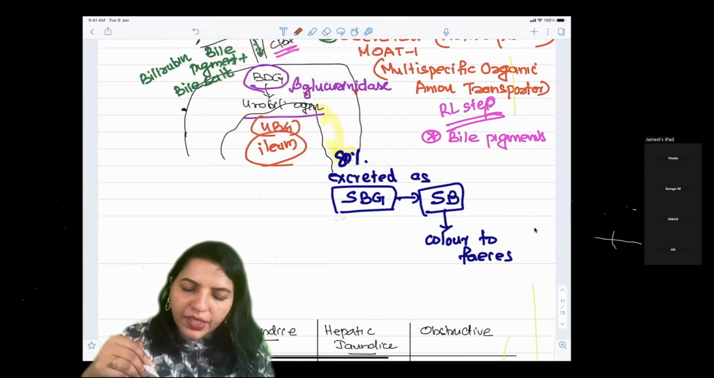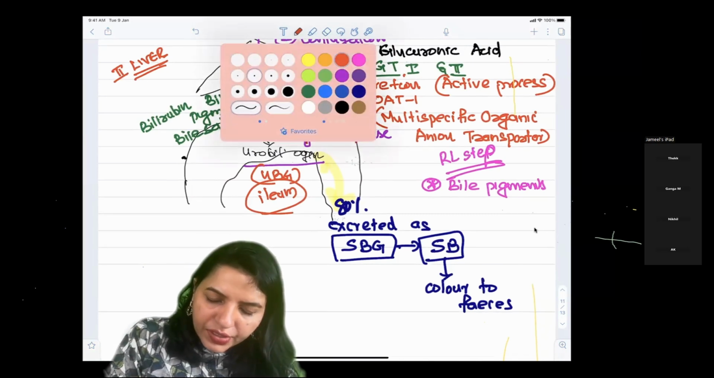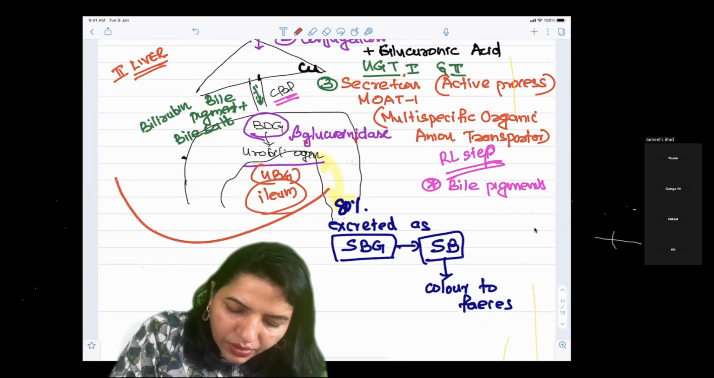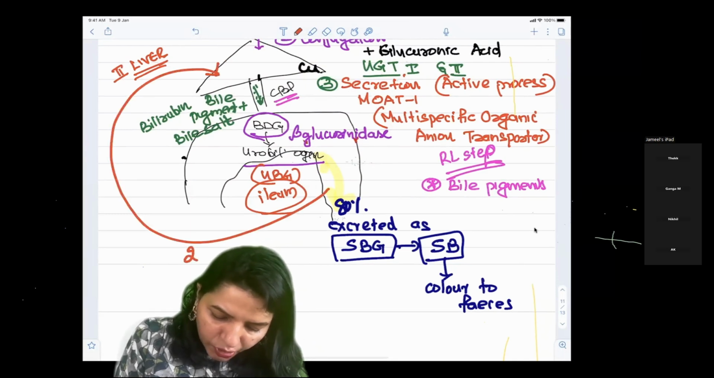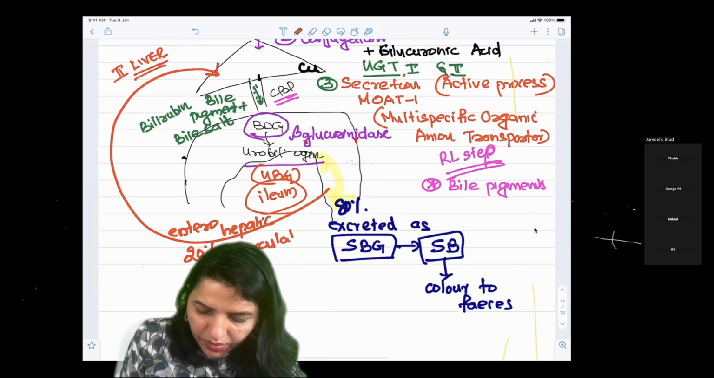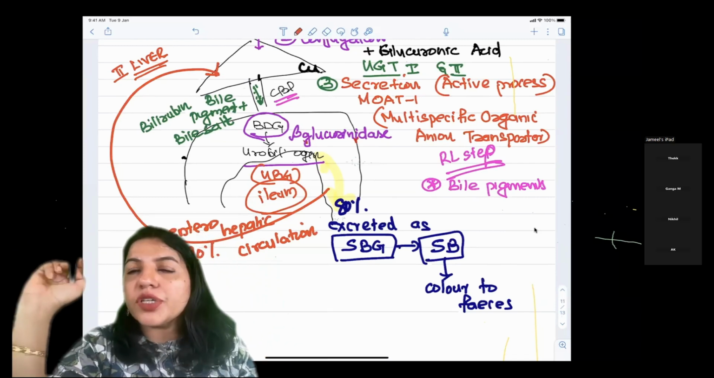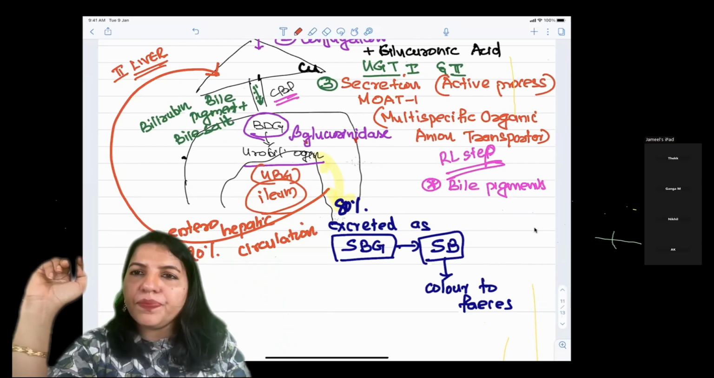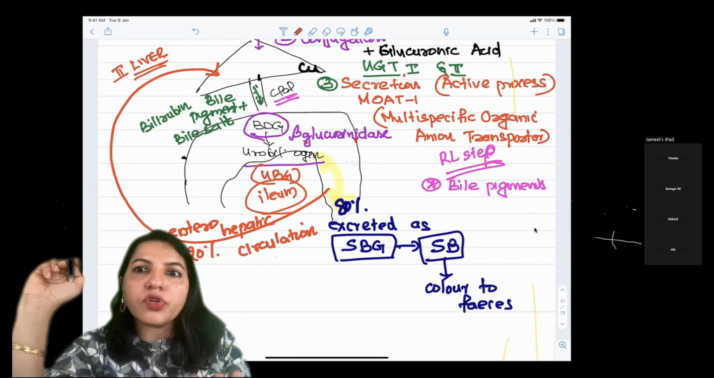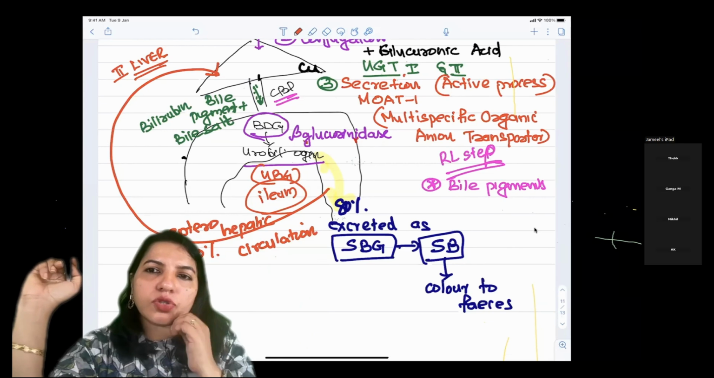But during this, most of it is excreted, but not all of it. Around 20% is undergoing circulation, which is enterohepatic circulation. If you remember bile salt, 98 to 99% is undergoing enterohepatic circulation. But the urobilinogen which is synthesized from bilirubin, the majority is not undergoing enterohepatic circulation, majority is excreted, 20% is undergoing enterohepatic circulation.